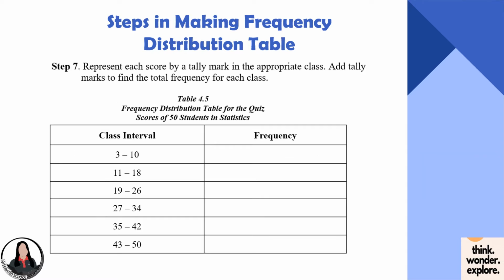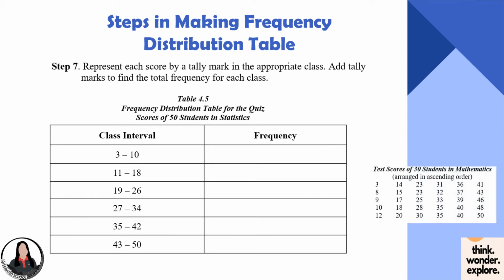For step 7, represent each score by a tally mark in the appropriate class and then add tally marks to find the total frequency of each class. Okay. So, para malaman natin kung ilan ba ang number of scores sa isang class interval, kailangan natin ng data. So, ito yung data na meron tayo kanina. These are the test scores of 30 students in mathematics arranged in ascending order. Okay, so mas madali nating maitatali ang scores.